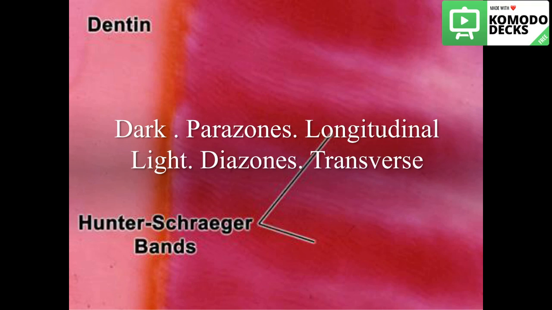The ones that are dark are called the parazones. They are cut in a longitudinal direction. The light ones are the diazones, and they are cut in the transverse direction.